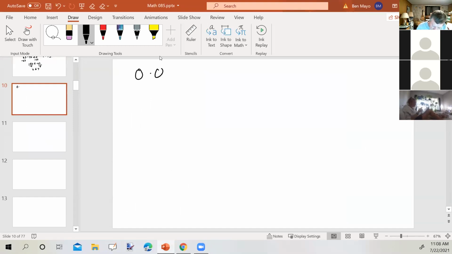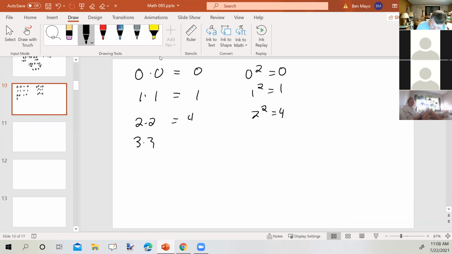0 times 0 is 0, right? Yes. So we could say 0 squared is 0. 1 times 1 is 1. So 1 squared is 1. 2 times 2 is 4. So 2 squared is 4. 3 times 3 is 9. So 3 squared is 9. 4 squared is 16. 5 squared is 25. 6 squared is 36, etc.